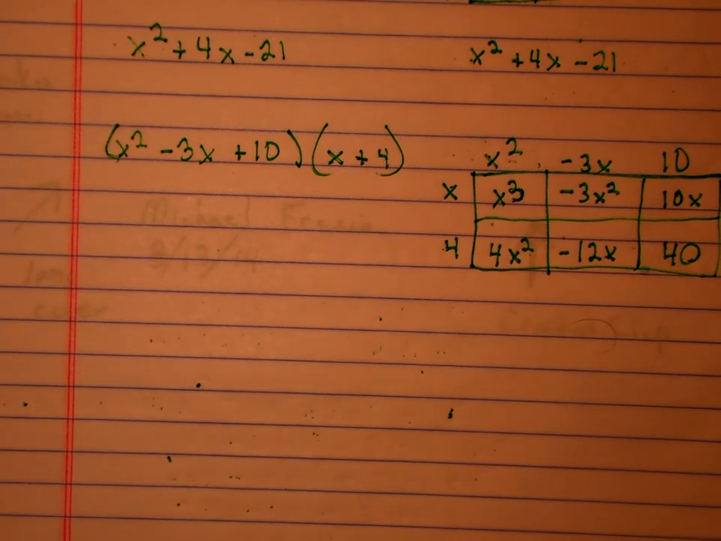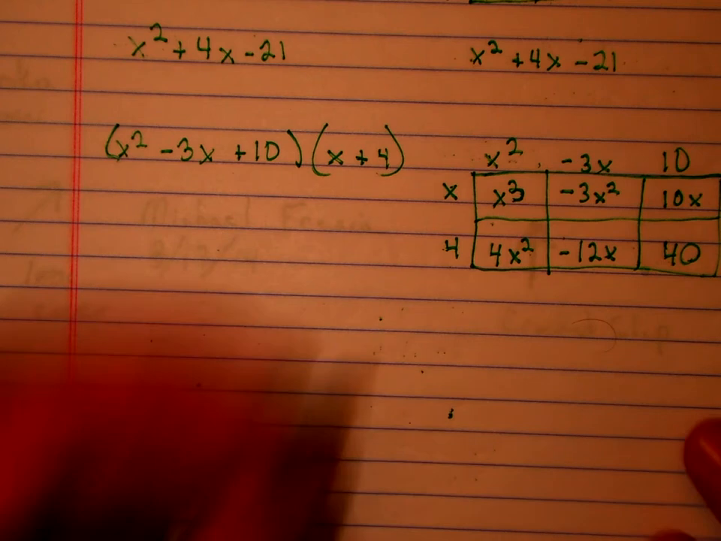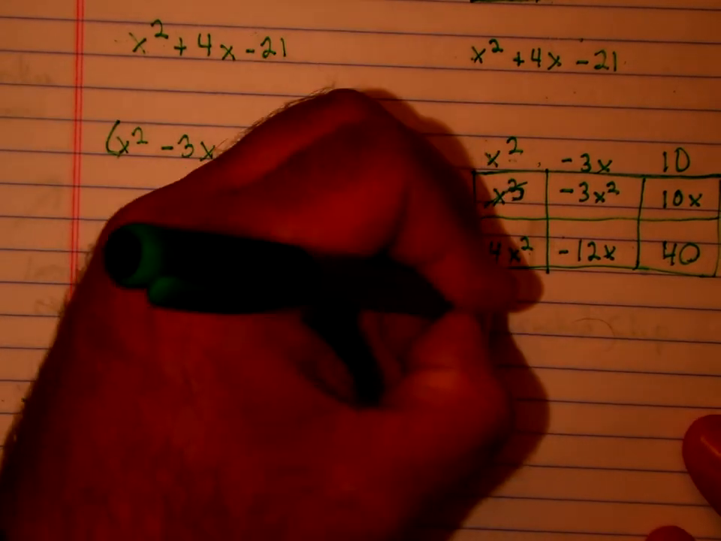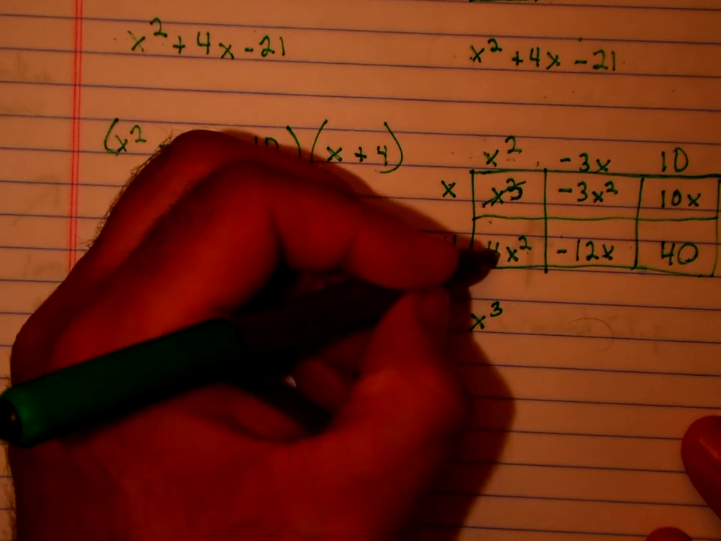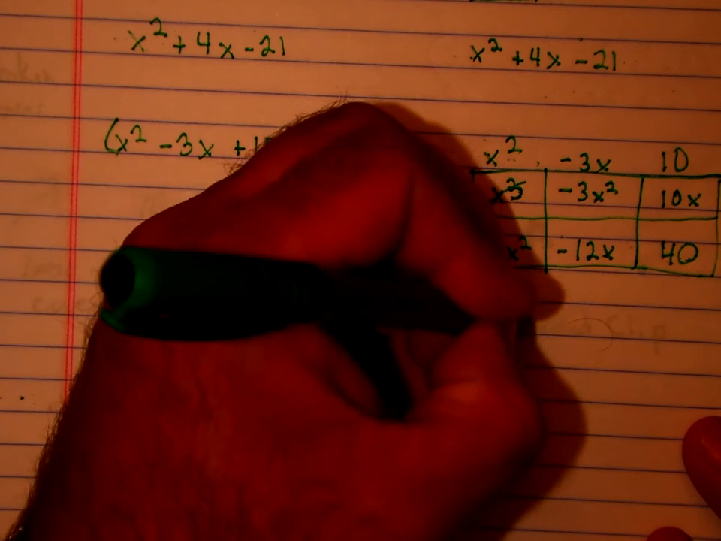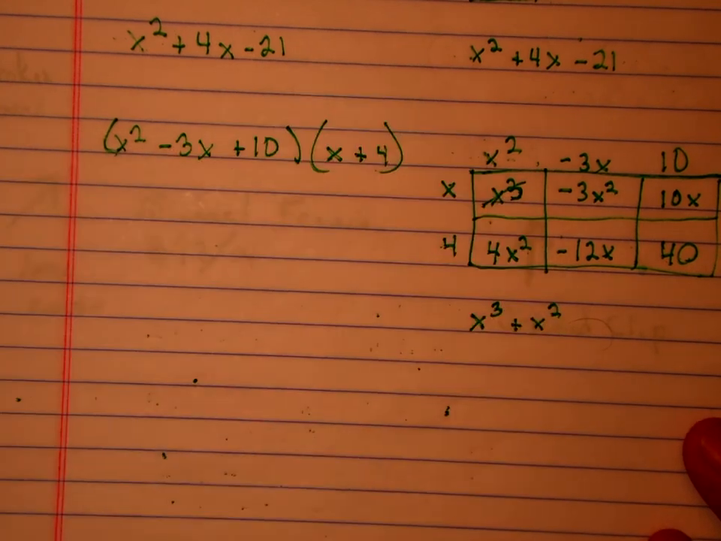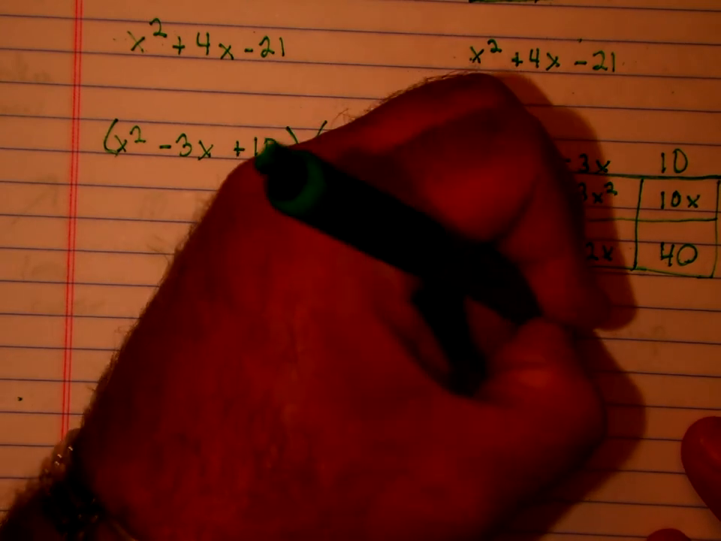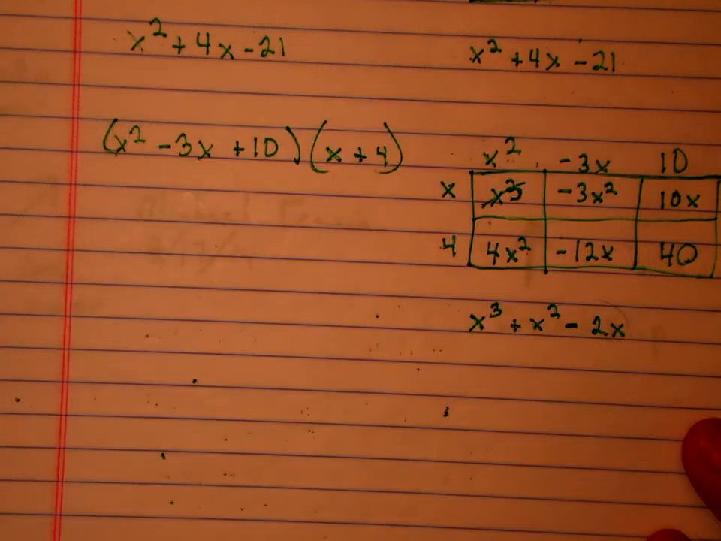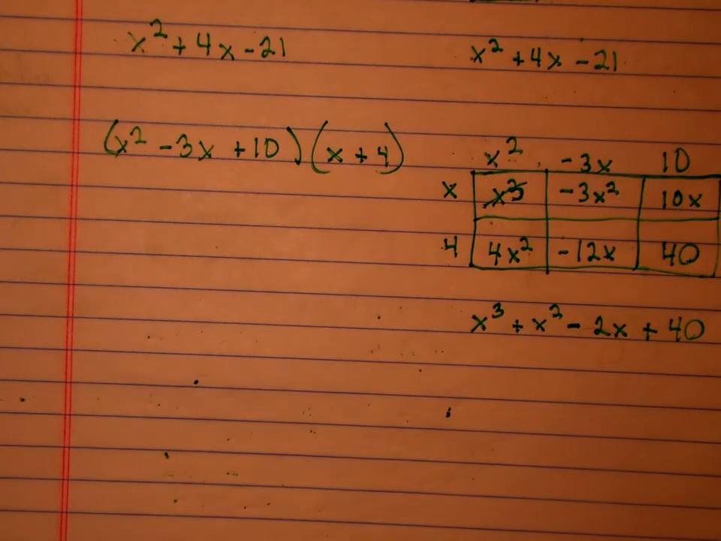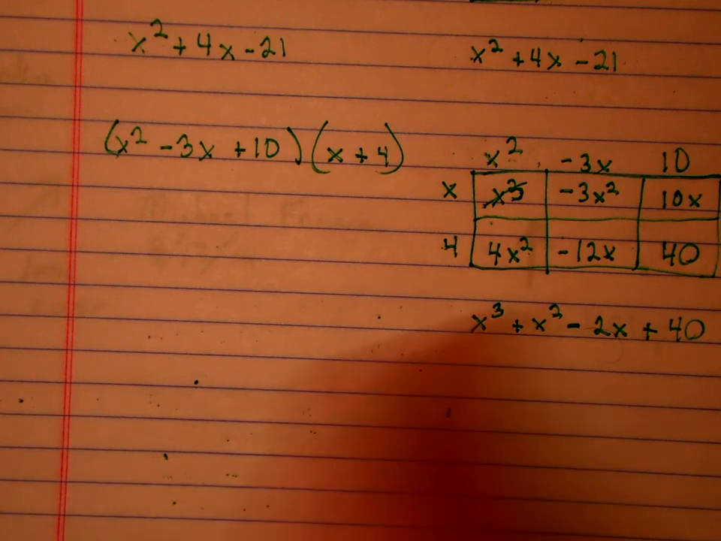Then I start at the corner and add the things I can. So I start here, x cubed would be written first. Then 4x squared minus 3x squared is x squared. 10x minus 12x, negative 2x, plus 40. Okay? So these are all representations.